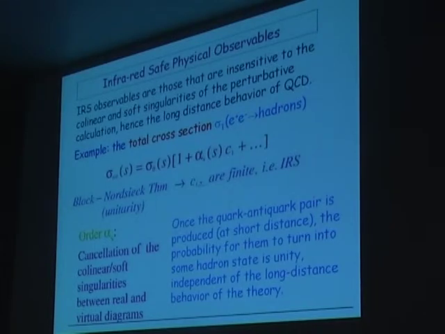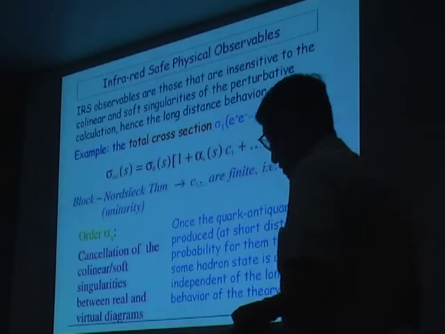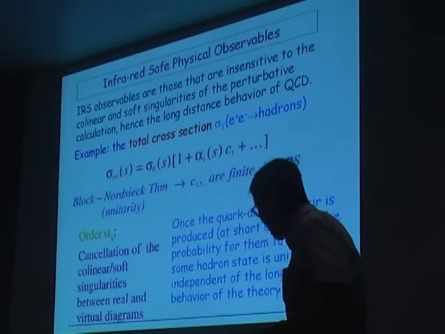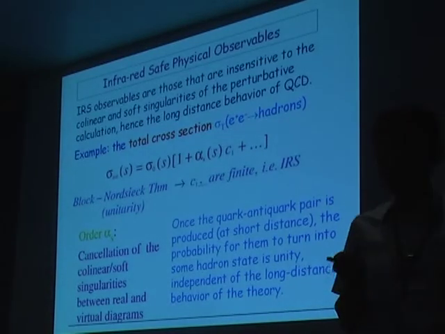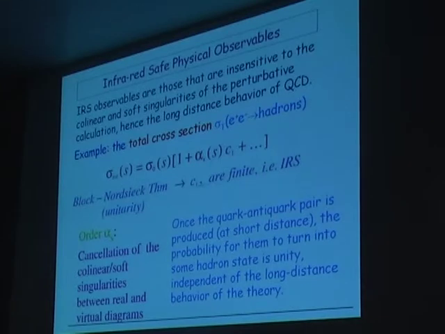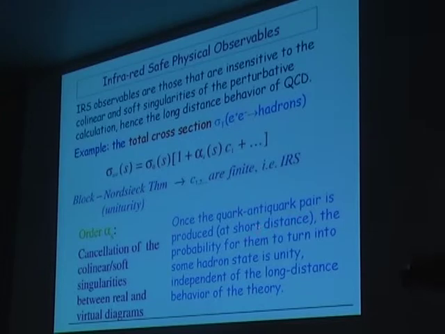The physical reason for this cancellation is that, and I'll mention this in the next slide also, the total cross-section is insensitive to this long distance behavior because if you calculate e+ e- going to quark anti-quark scattering, just like you do for e+ e- going to mu+ mu-, at short distance, then once the pair is produced, the quark and anti-quark pair will turn into some hadrons, and since you are measuring the total cross-section, you don't care what hadron it produces.